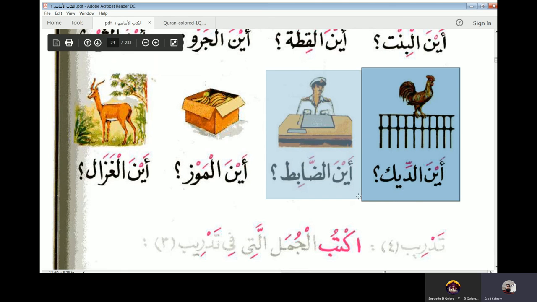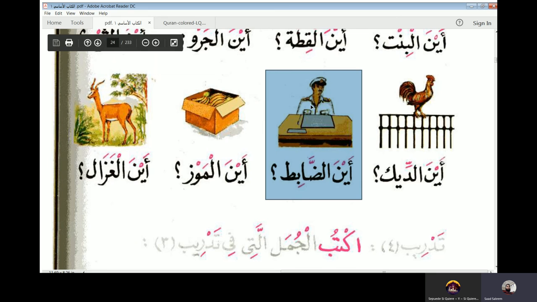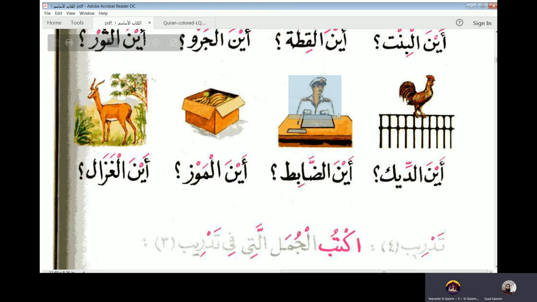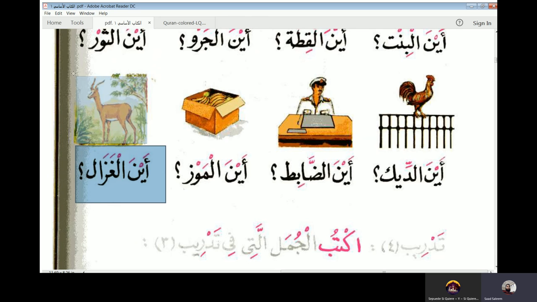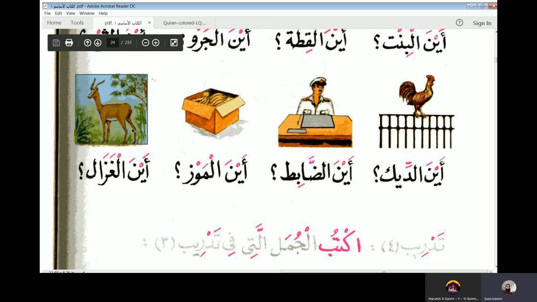أين الضابط؟ Where is the inspector? The inspector is behind the desk. الضابط خلف المكتب. أين الموز؟ Where are the bananas? الموز في الصندوق. The bananas are in the box. أين الغزال؟ Where is the gazelle? The gazelle is in the jungle. الغزال في الدغل.